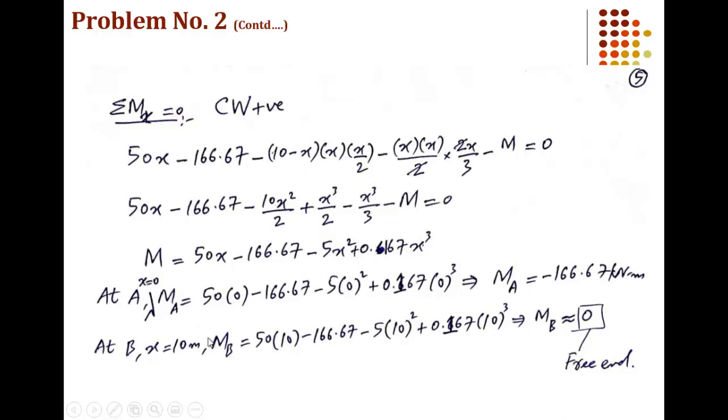So we have plugged in these values in the equation of moment, and we have got MA equal to minus 166.67 kilonewton meter. And you can see that at point A we have a fixed support, so moment is not equal to 0. That is very logical.